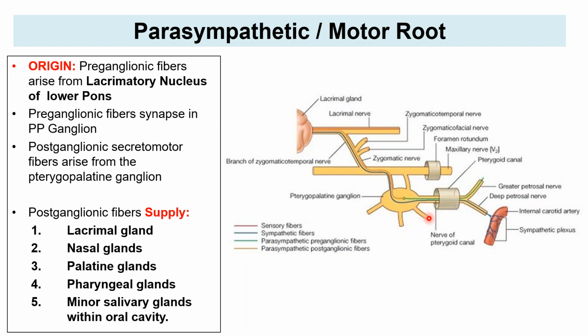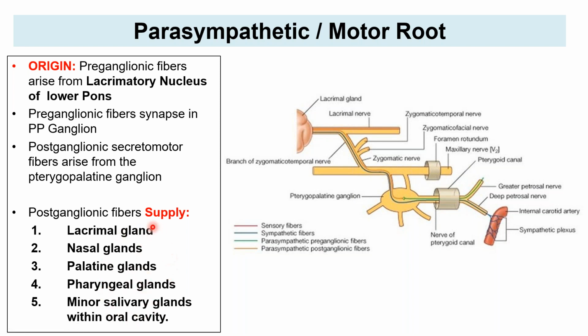So the preganglionic fibers will arise from the lacrimatory nucleus of the lower pons. From there, the preganglionic fibers, which are carried through the greater petrosal nerve, will reach the pterygopalatine ganglion, and in the pterygopalatine ganglion, they are going to synapse. Then the postganglionic fibers will supply many areas. It will supply the lacrimal gland, the nasal glands, palatine glands, pharyngeal glands, and minor salivary glands.